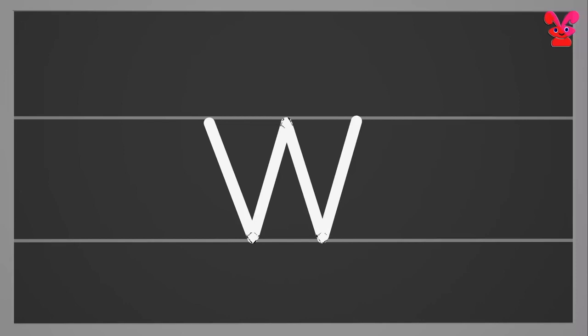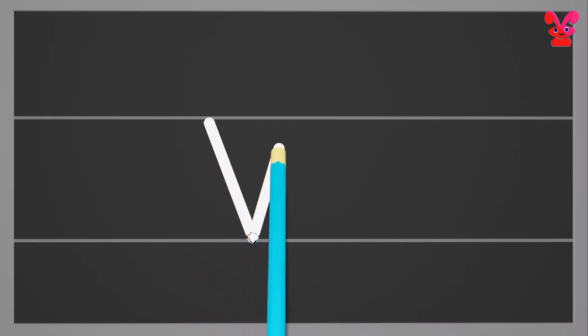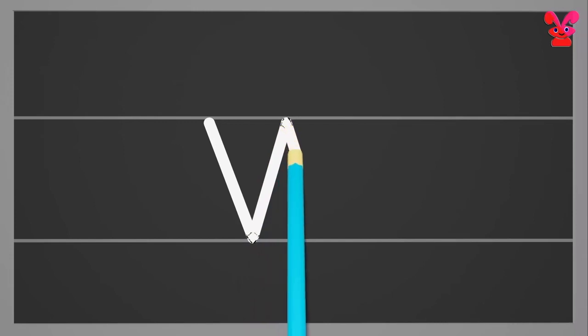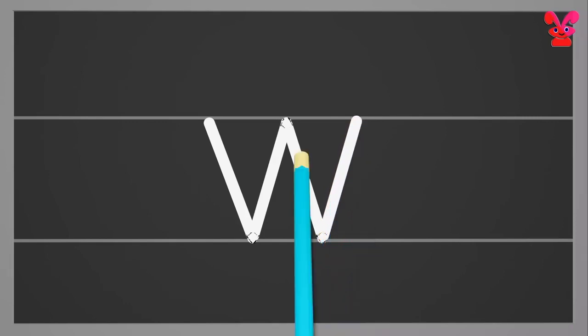Small w. Start from the middle and make a slanting line down to the right. And then make a slanting line up to the right. Now make another slanting line down to the right. And lastly make one more slanting line up to the right. Small w.